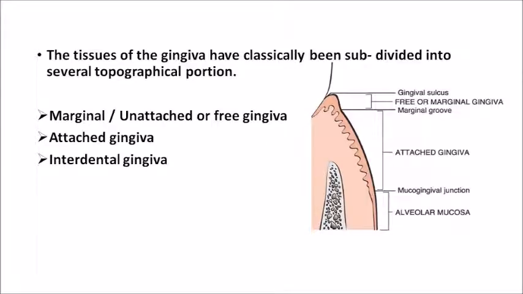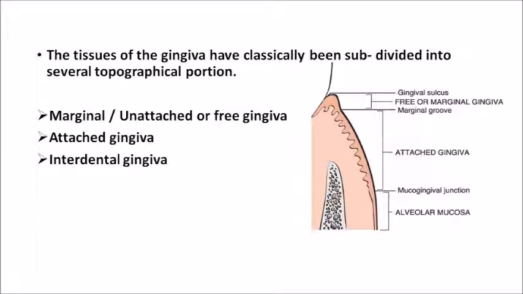The tissues of gingiva have classically been subdivided into three portions topographically: marginal or unattached or free gingiva, attached gingiva, and interdental gingiva. The marginal gingiva is the border of the gingival sulcus, and since it is bordering the gingival sulcus, it is not attached anywhere, so it is called unattached gingiva or free gingiva. You can see a free gingival groove or a marginal groove.